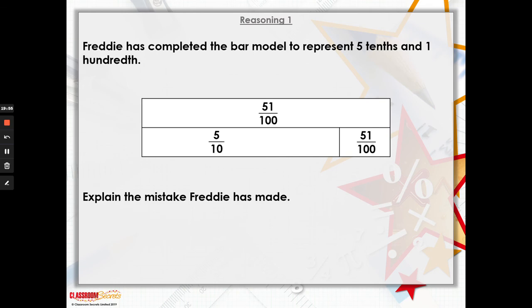Okay, Freddie has completed the bar model to represent 51 hundredths. Okay, so here's his bar model. So he's splitting, like the part whole model, he's splitting 51 hundredths into tenths and hundredths. Okay, you might notice something with these numbers here. Okay, or these fractions, technically. Okay, and it says here to explain the mistake Freddie has made. So I'm interested to see if you can spot the mistake. So pause the video and see if you can do it.